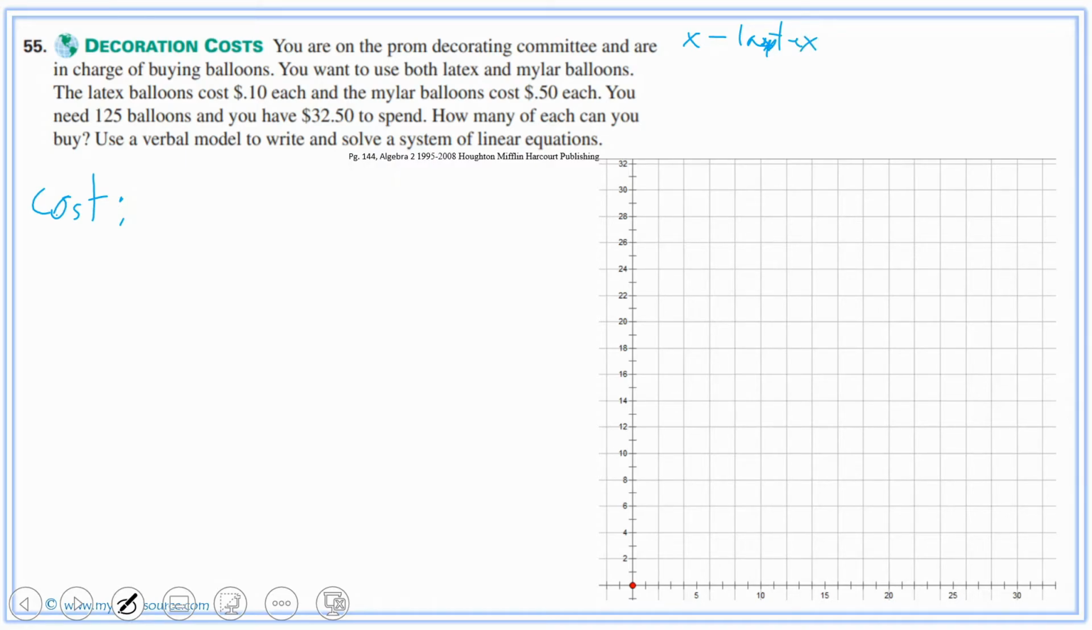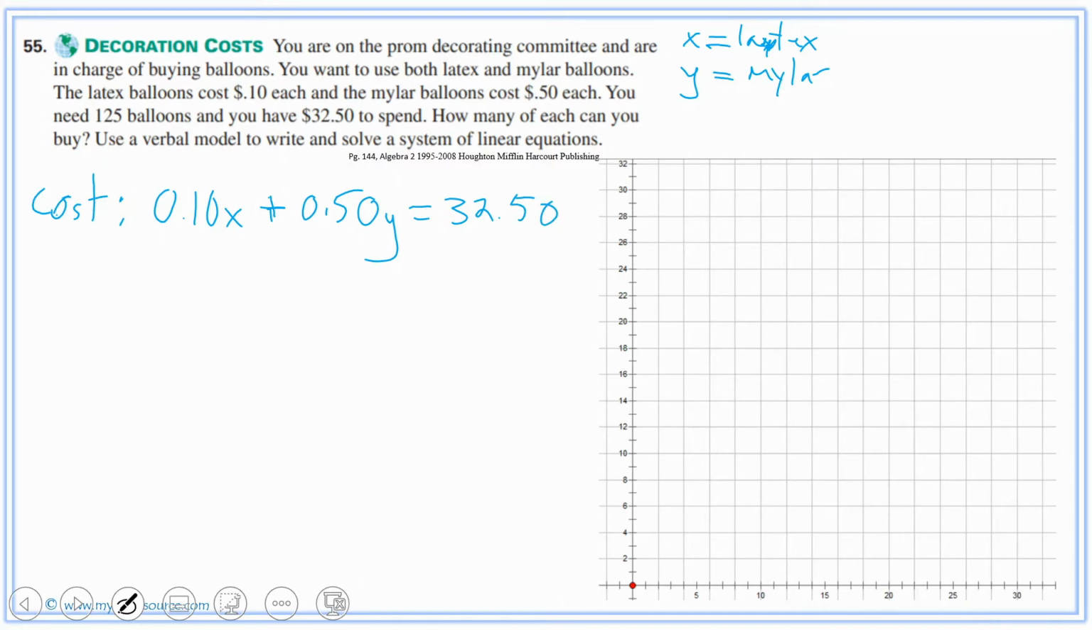Latex balloon, I also put a Y there. And then Y could represent the mylar balloons. And that's the cost. Or no, that's the amount. So the amount of latex versus the amount of mylar. So the cost would be 10 cents for the latex balloons plus the cost of the mylar balloons, which is 50 cents. And that would be equal to $32.50.